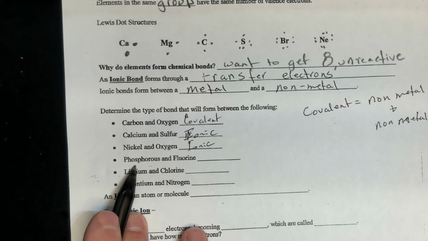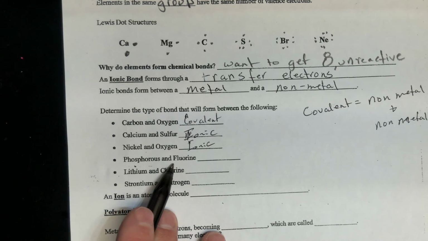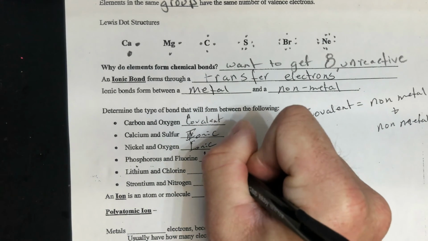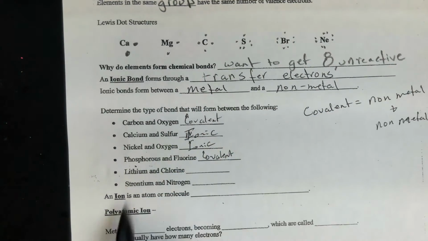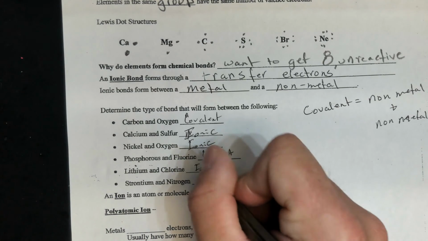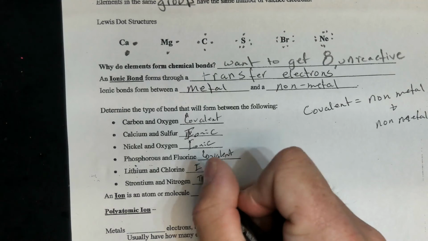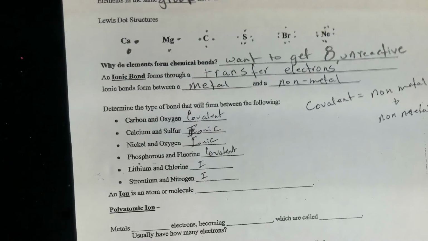Phosphorus is to the right of the periodic table. It's a non-metal. Fluorine is also a non-metal, so it's going to be covalent. Lithium is a metal, so ionic. And strontium is a metal, so it is also ionic.